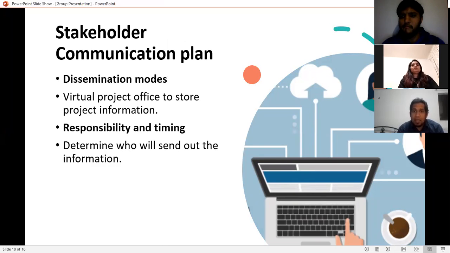In this slide, we discuss the step which is dissemination modes. Many companies are using the web to create a virtual project office to store project information. Project management software feeds information directly to the website so that different people have access to different information. The last step is to determine who will send out the information; the timing and frequency of distribution according to the appropriate information need have to be established.